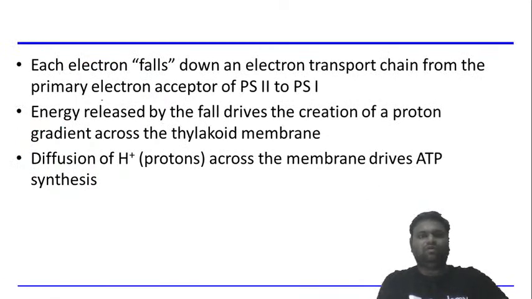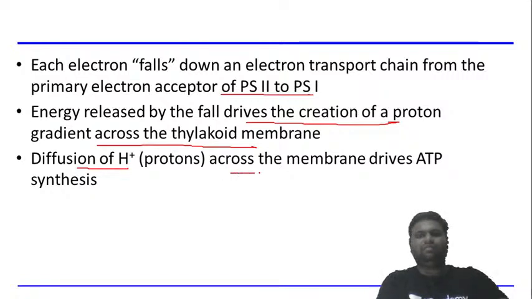So each electron falls down an electron transport chain from the primary electron acceptor of PS2 to PS1. The energy that is released by the fall drives the creation of a proton gradient across the thylakoid membrane. So diffusion of hydrogen ions across the membrane drives ATP synthesis.